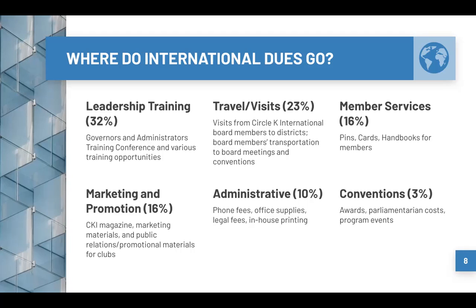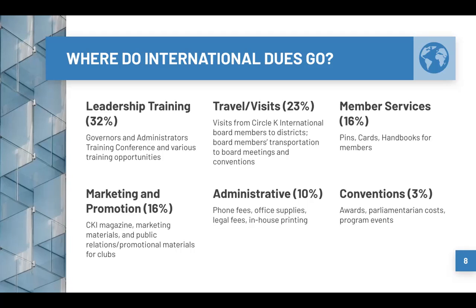16% goes to member services. This includes pins, cards, handbooks, and stuff like that for members. Basically, little stuff to support CKI. 16% goes to marketing promotion. This includes the CKI magazine, any marketing materials for CKI, and public relations and promotional materials for clubs.